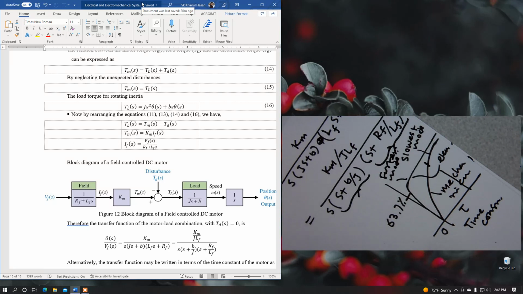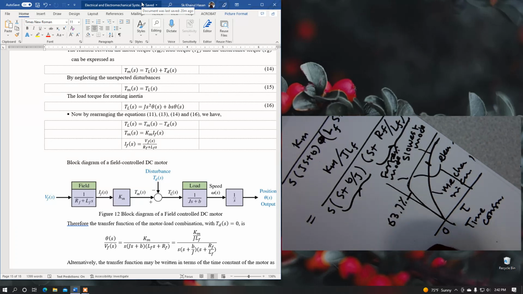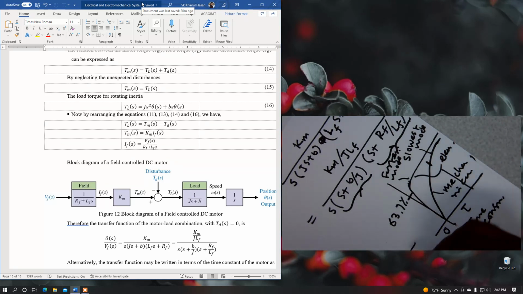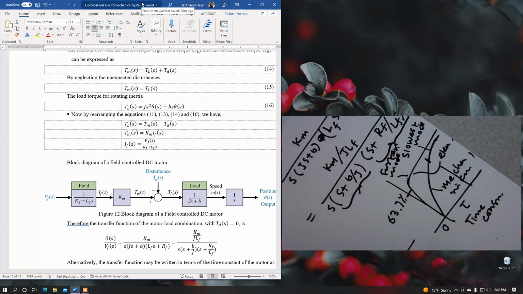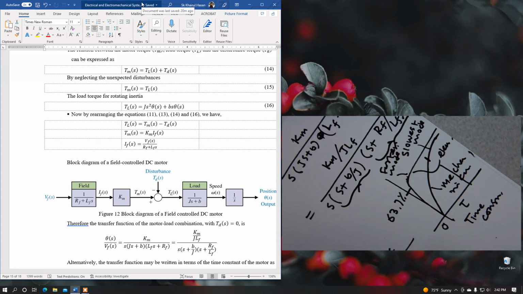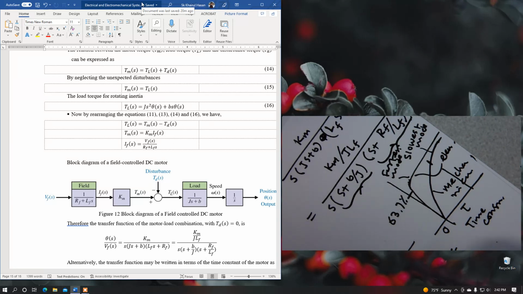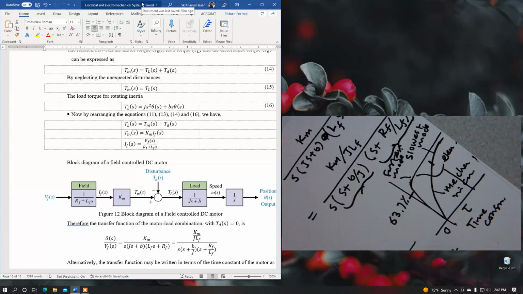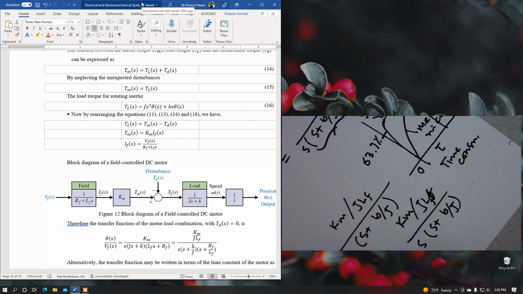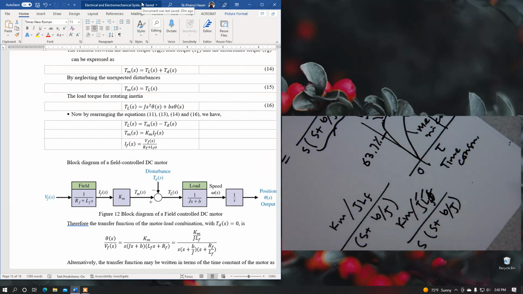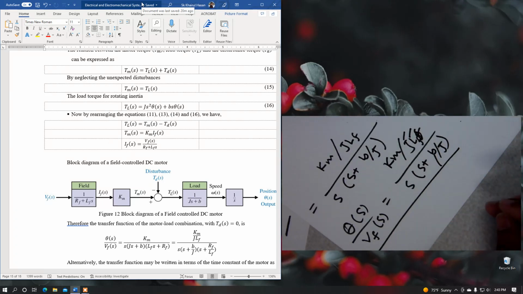If we neglect the fastest mode, it will not affect the system dynamics. So we can neglect the fastest mode and keep only the slowest mode, and the transfer function is theta S over VFS equals Km over J LF, over S multiplied by S plus B over J. We can see from this transfer function that if we know only the inertia, the motor coil inductance and the friction, we can develop the transfer function between the angle and the field voltage.